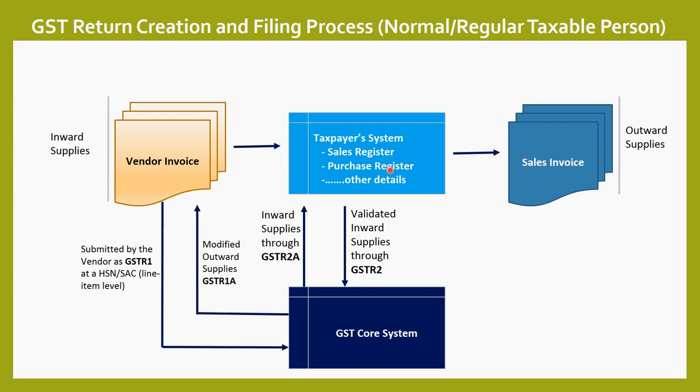Similarly, as the vendor has to file his GSTR1 at the GST core system, the taxpayer will also have to file the details of the sales that this taxpayer has done. The sales register will be maintained and all the sales will be uploaded to the GST core system, submitted by the taxpayer at GSTR1 again. Similarly, as I told, as details of GSTR1 at HSN SAC level or line item level are to be filed by vendors, the taxpayer himself will also be required to file the details in the capacity of a supplier at the GST core system.